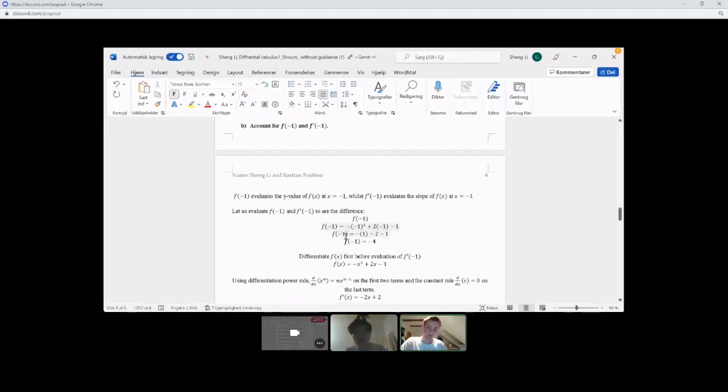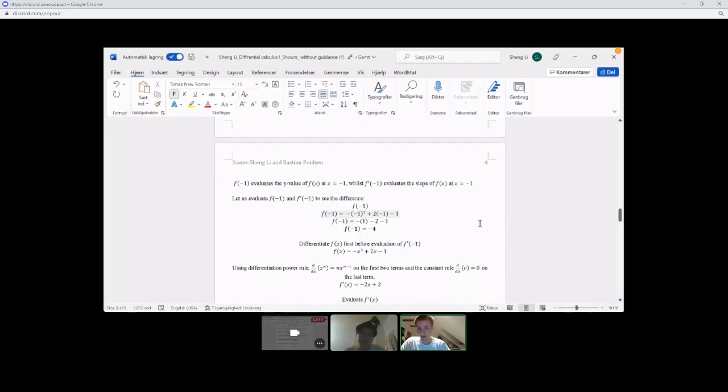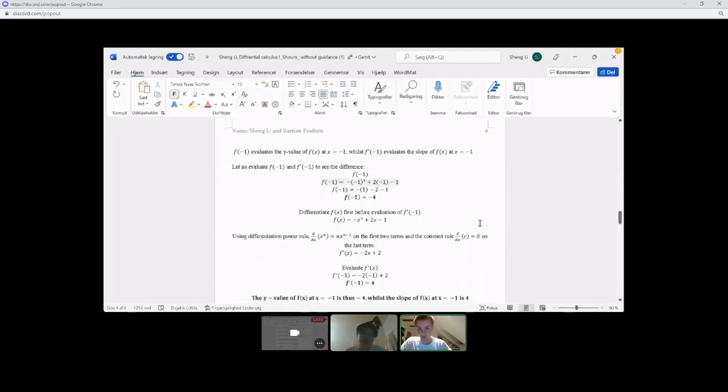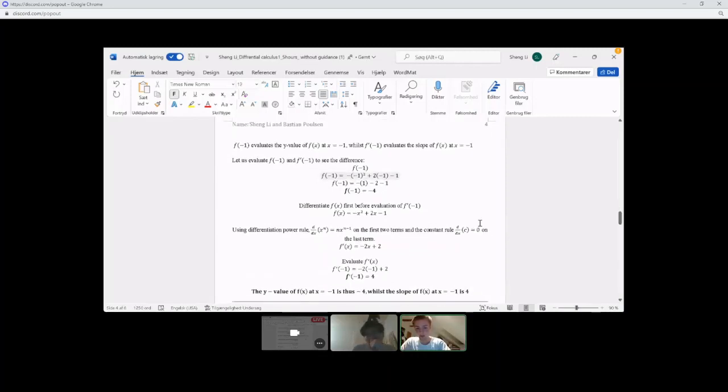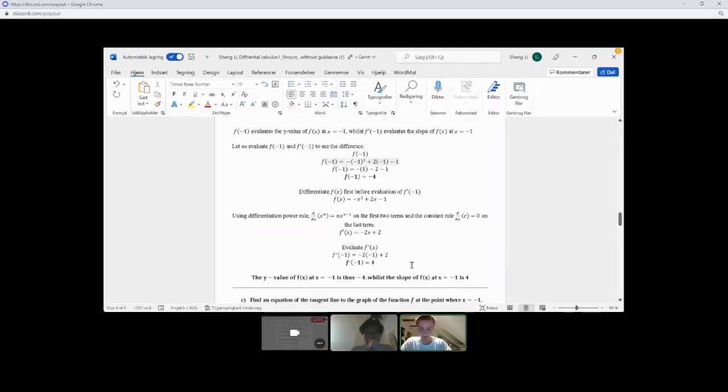So to account for f of -1 and f prime of -1, we need to note that f of -1 evaluates the y value of f of x at x is -1, whilst f prime of -1 evaluates the slope of f of x at x is -1. We evaluated both of these, and we found that f of -1 was equal to -4, and f prime of -1 was equal to 4. So this means that the y value of f of x at x is -1 is -4, whilst the slope of f of x at x is -1 is 4.